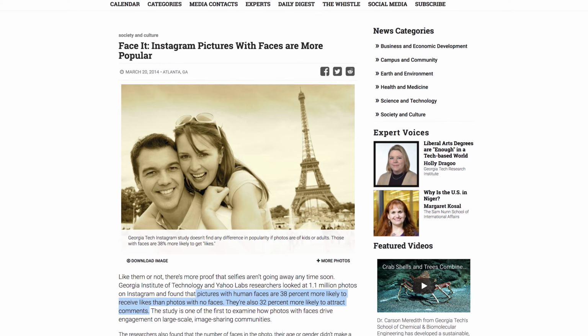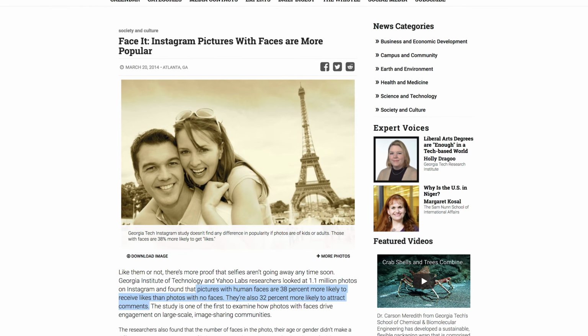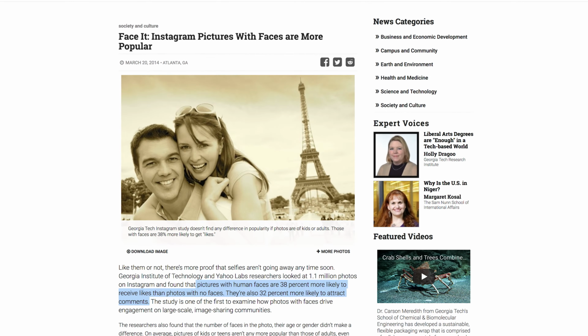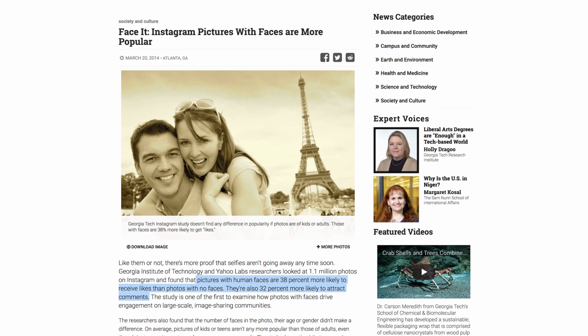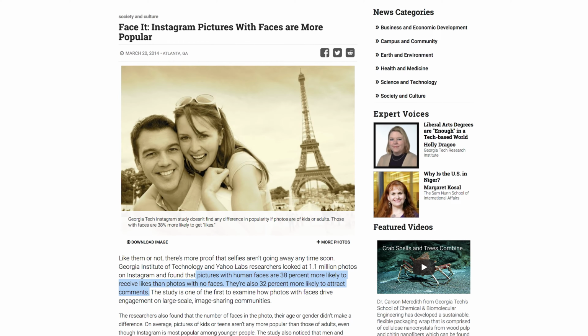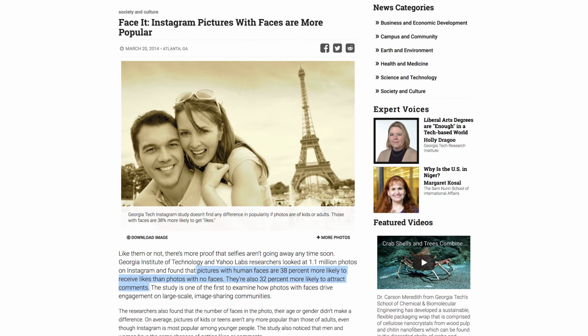Element number 1 is a smiling human face. Why is this so important? Well, Georgia Institute of Technology in conjunction with Yahoo Labs did a study, and they looked at more than 1 million different posts on Instagram. And the study found that pictures posted on Instagram of human faces are 38% more likely to receive likes than photos with no faces, and 32% more likely to attract comments.